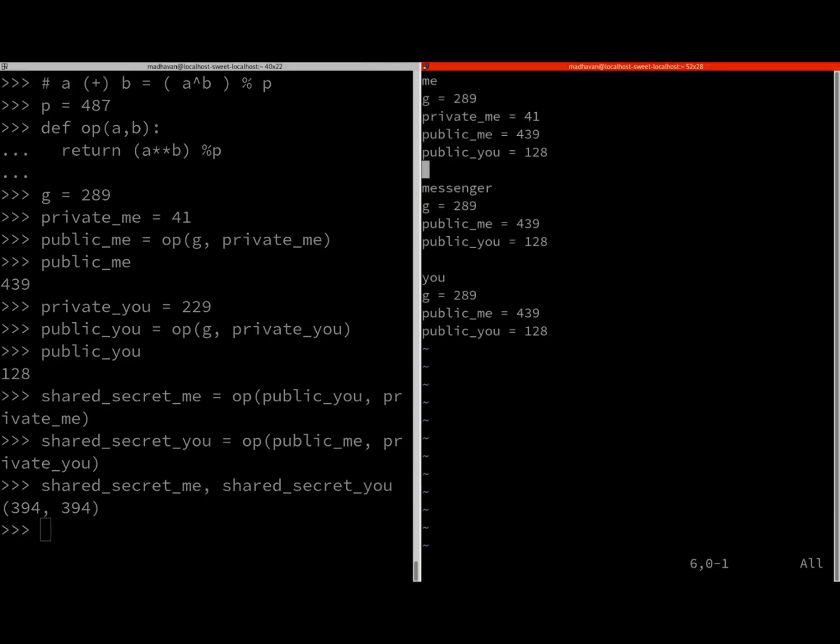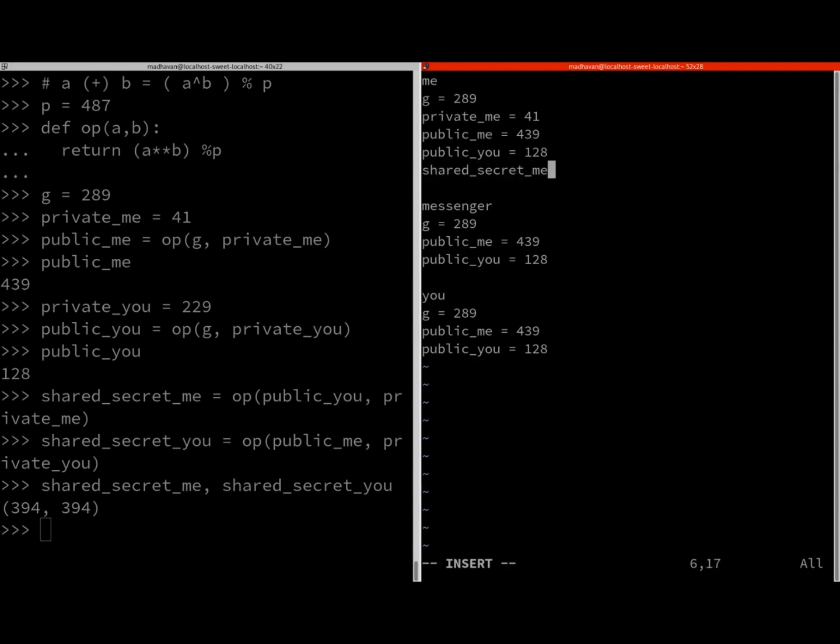So what both of us have is shared secret me, that is equal to 394. Note that the messenger does not have this information. So this is shared you, equal to 394, but the messenger does not have the shared secret. So both you and me have arrived at the shared secret, which are exactly the same. And now we can start encrypting the data using this shared key.